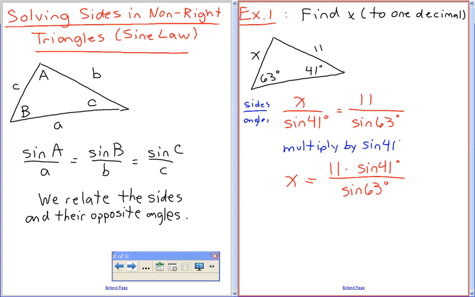It is calculator time. Now, I'm not going to read out the answer. I want everyone to physically take the next 30 seconds of their lives and actually type it into their calculator. You can do it in many steps. You can do it all in one go if you want. You can write sine 41 out into a big long decimal, but everyone's calculator just 11 times sine 41 divided by sine 63.